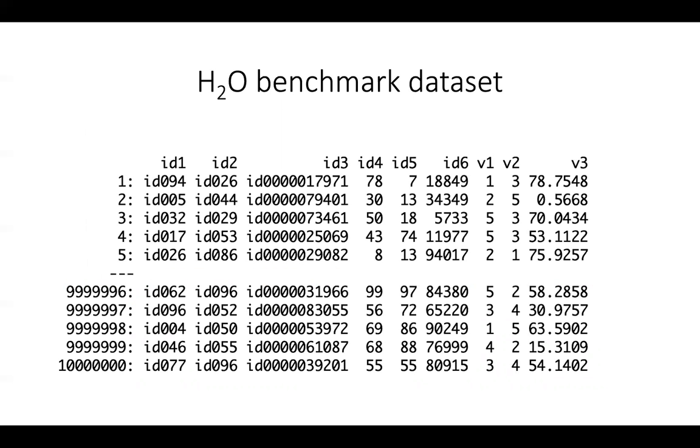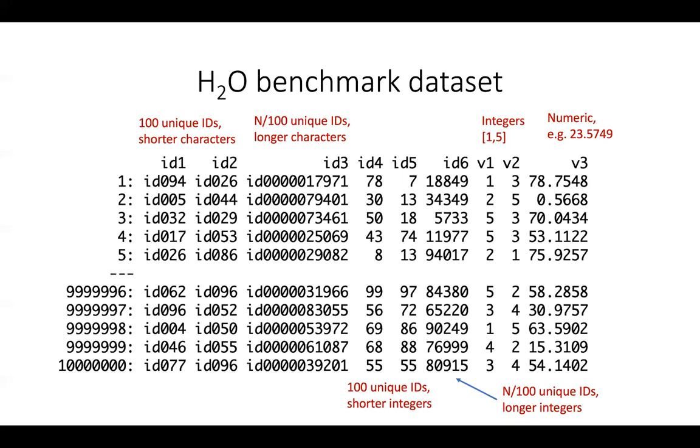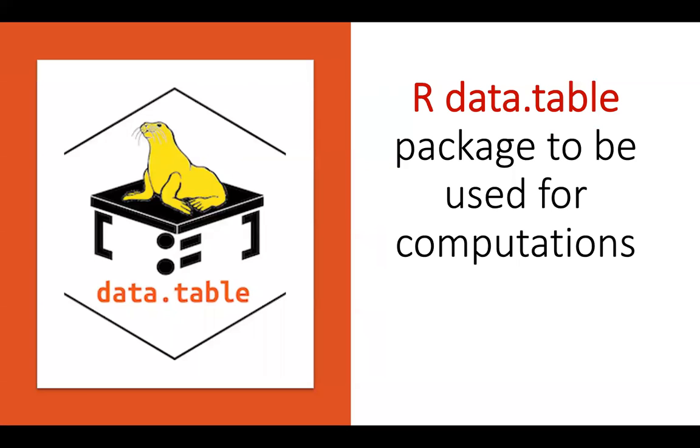The form of a tabular data set to be used is as shown on the screen. And it contains 9 columns. 6 of them are IDs, and 3 of them are numerical information. And the size of this data set can be varied by requesting a different number of rows within the data set. Computations will be performed using the R data.table package, which arguably is the best package for dealing with tabular data.